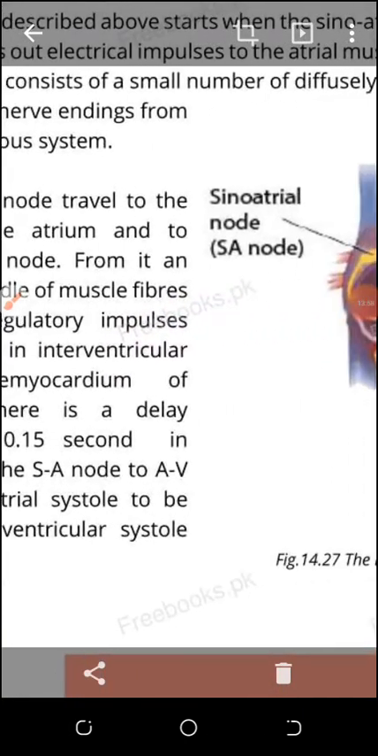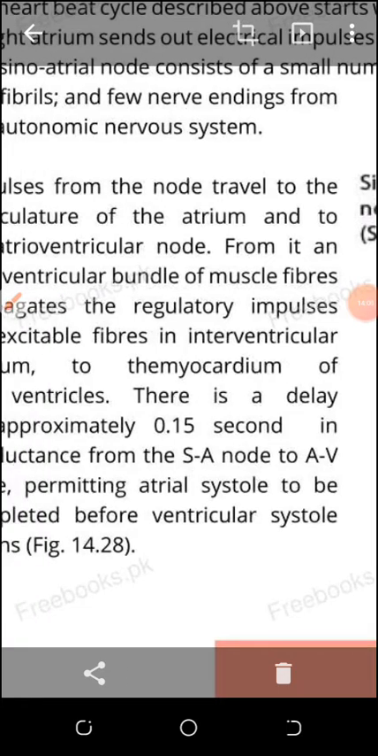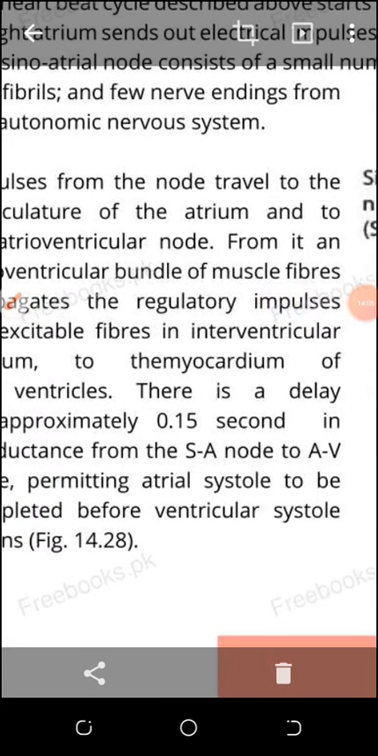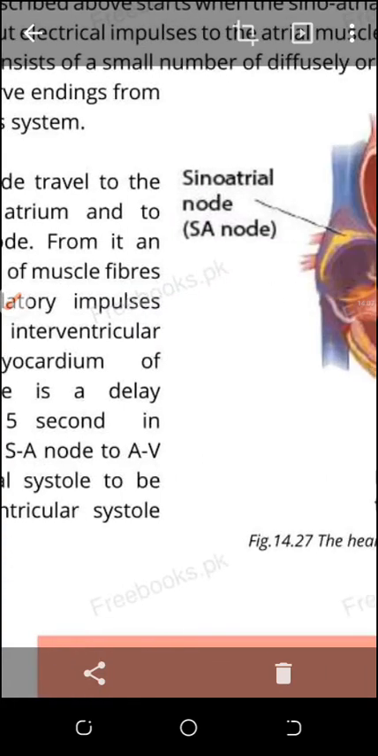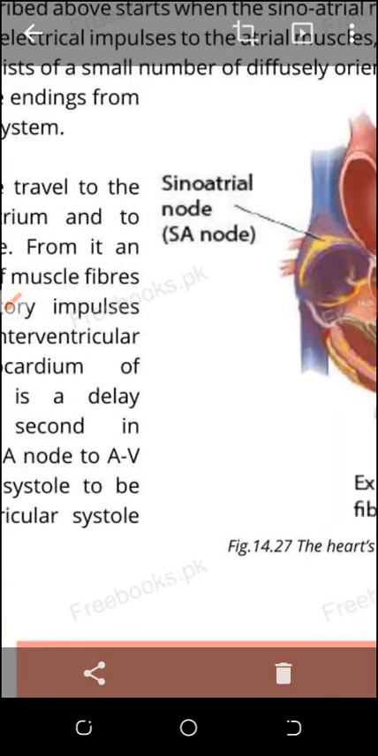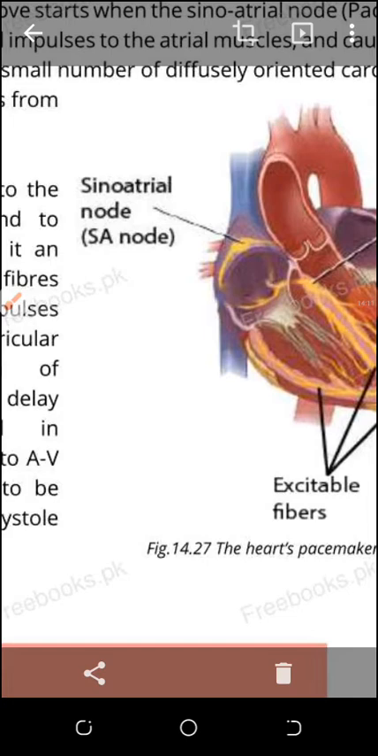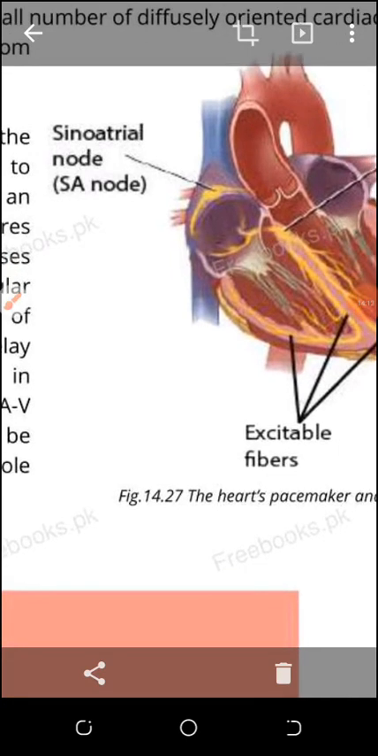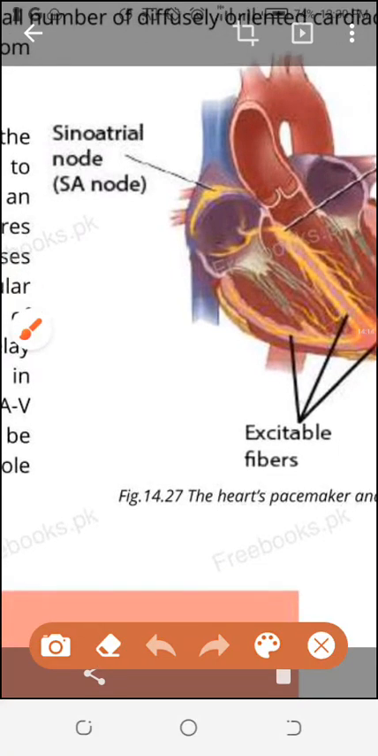So what is the delay? 0.15 second is the delay in the working of the sinoatrial node and the atrioventricular node. Meaning conductance of the current: the current will come from the sinoatrial node to the atria, and then the atria will contract.